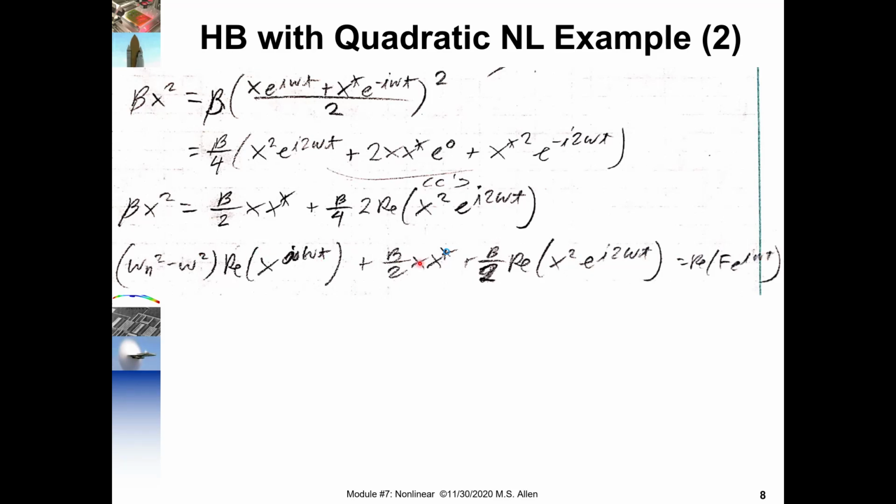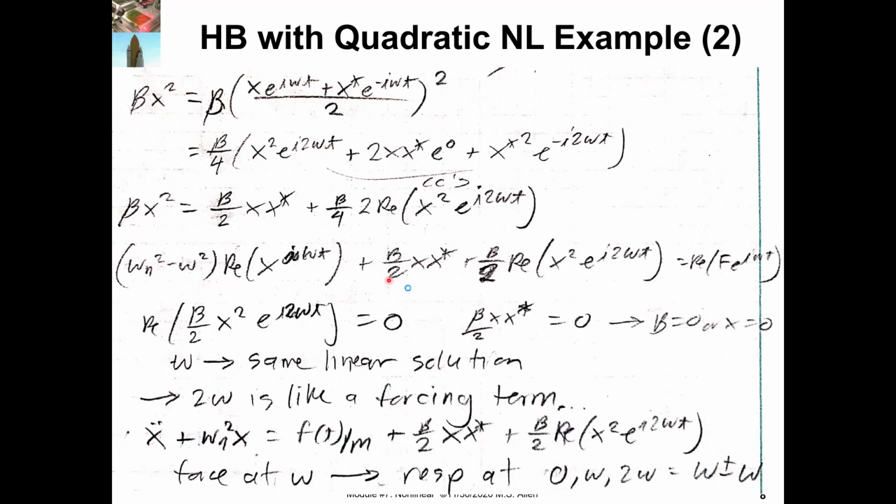So this leads us to this concept of harmonic balance, which is that we can take each frequency one at a time and pull them out of the equation and satisfy them separately. So if we do that here, for example, if we pull this term out, or all the e to the i 2 omega t terms out, we get this.